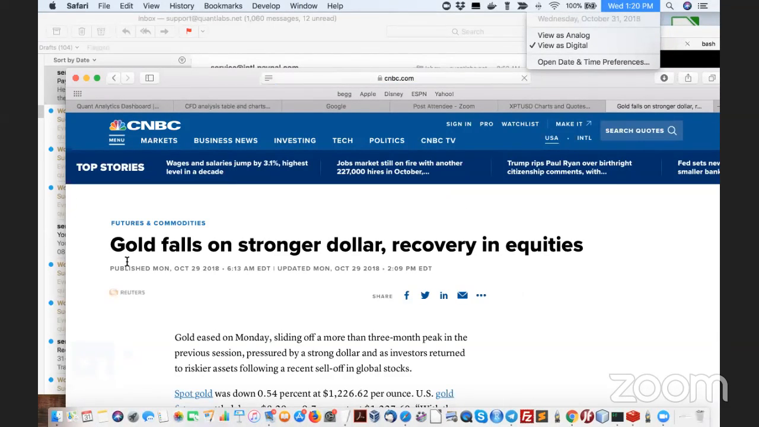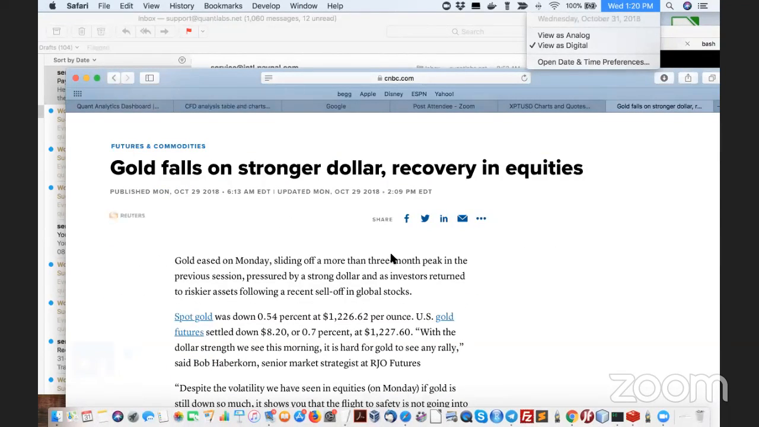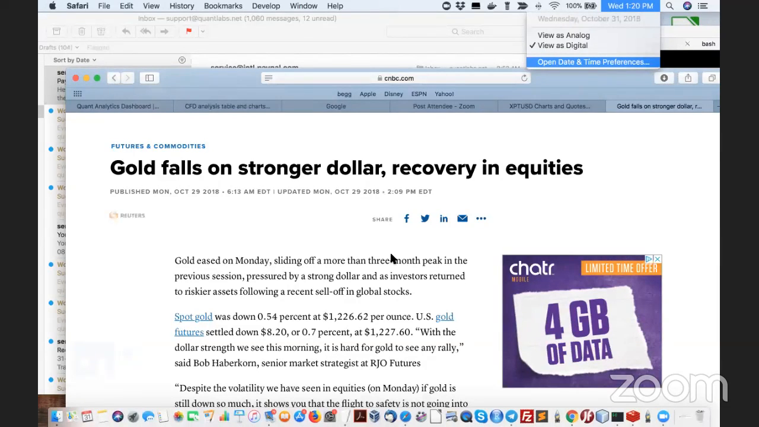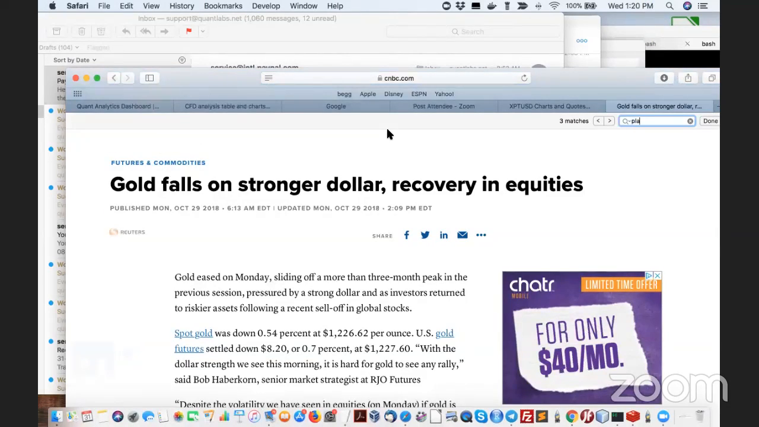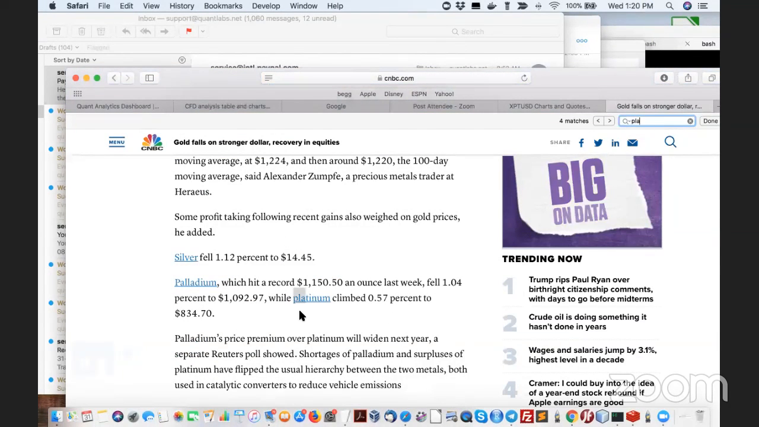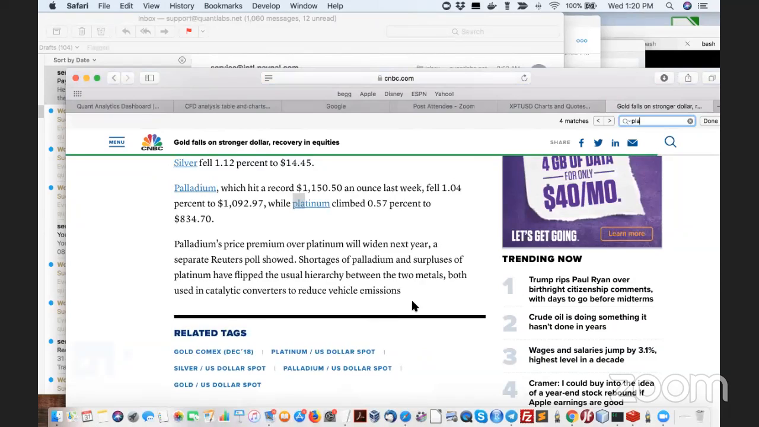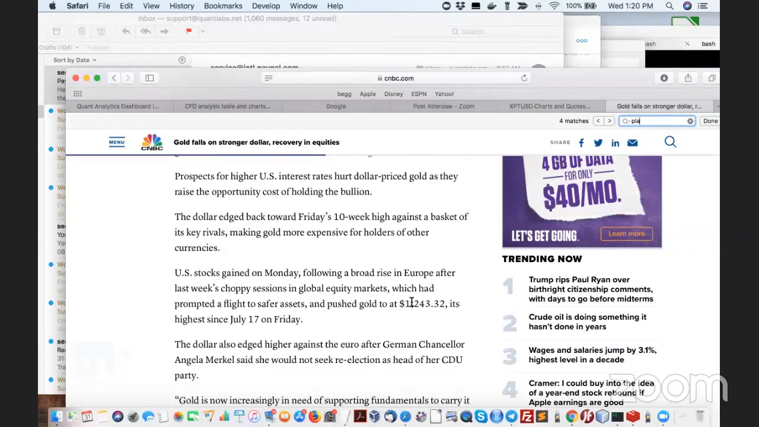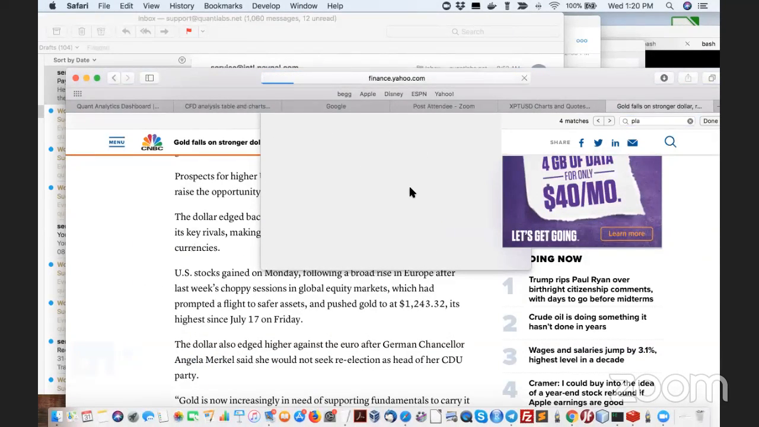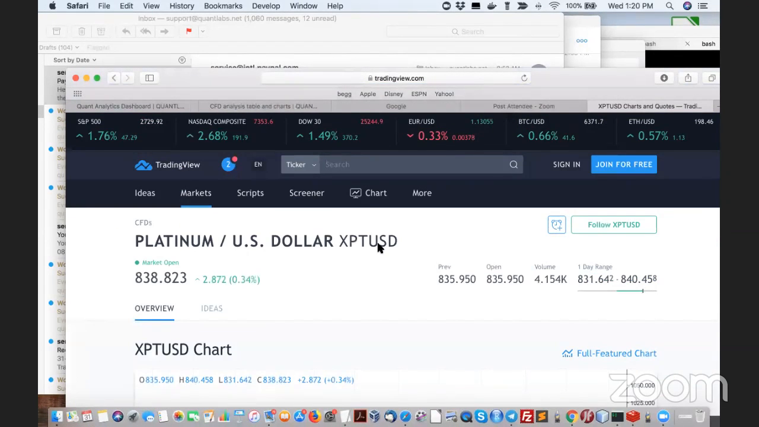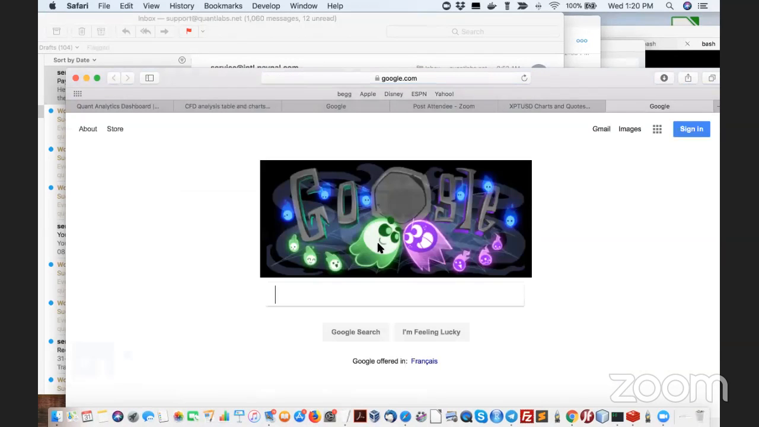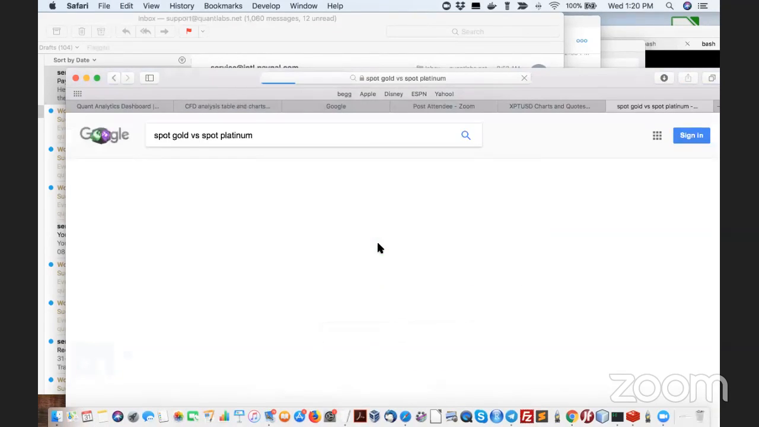So what I'm saying is you could kind of look for these kind of relationships in the market via news, where gold is not up there, but if I look for platinum, I find this quite interesting. While platinum climbed 0.5%, 7%, there was an article where platinum, okay, I can go to Yahoo Finance, I guess. And I don't know if I can get a spot price of gold there, but we just do spot gold versus spot platinum. And now I'm doing all this raw, as you know.